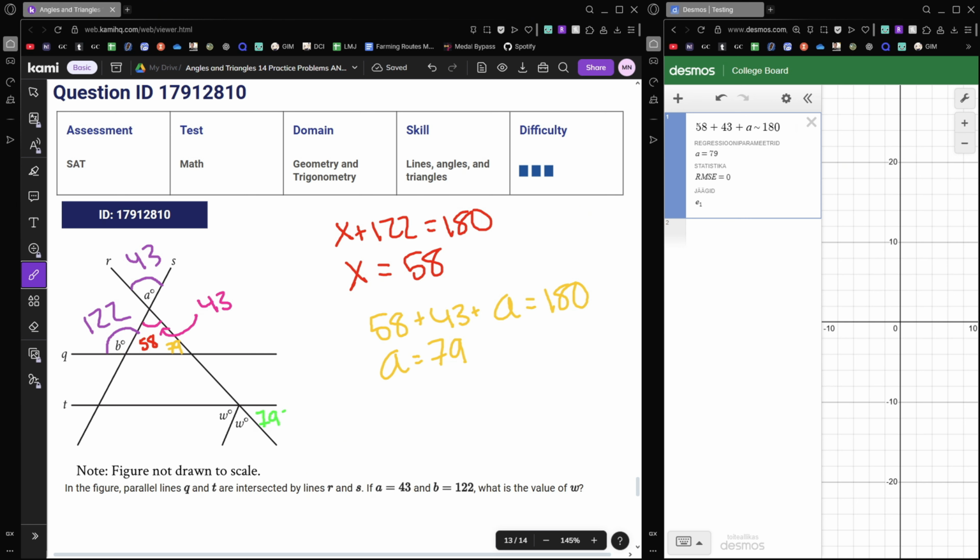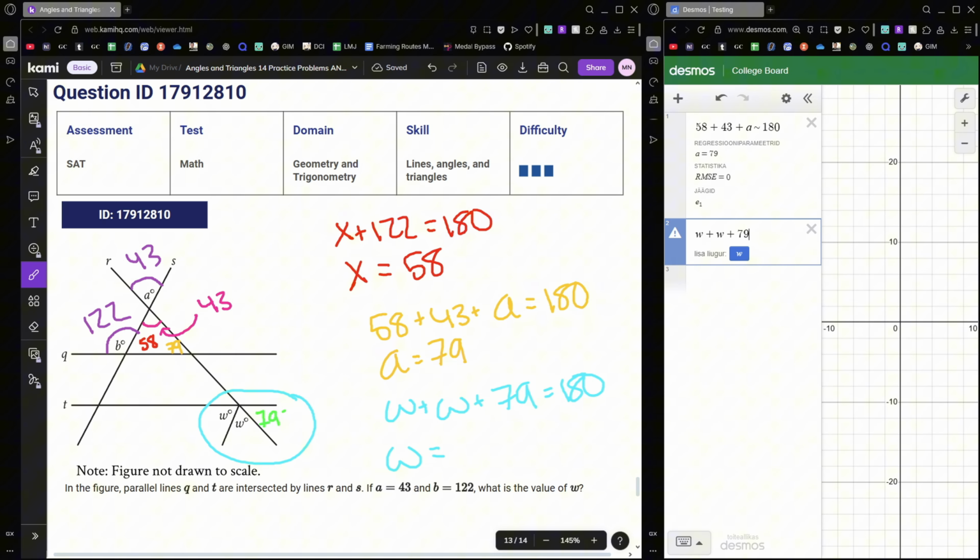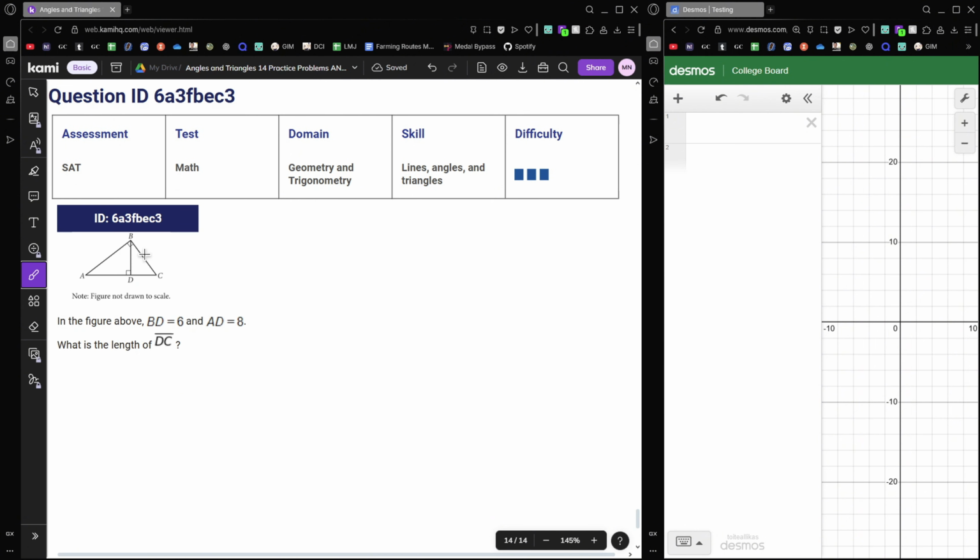And then lastly, you have one final linear pair, so all three of these angles added together will equal 180 degrees. So W plus 79 is equal to 180. Now let's solve for W. Instead of an equal sign, you want to put a tilde. And you get that W is equal to 50.5 degrees, making that our answer.